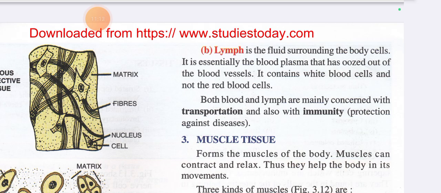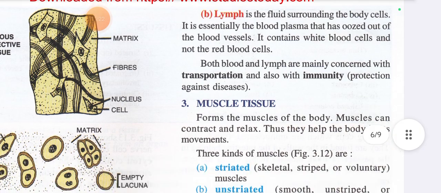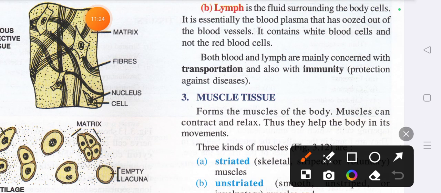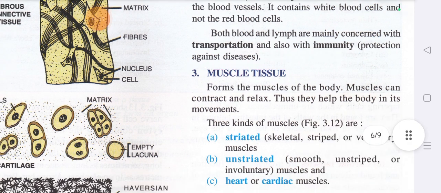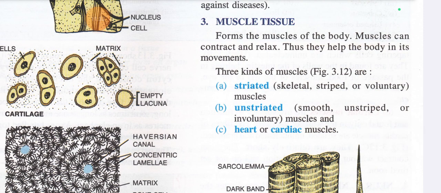Something white comes on the skin like a pimple, and inside it is that lymph. Both blood and lymph are mainly concerned with transportation and also with immunity, protection against disease. Muscle tissue forms the muscles of the body.